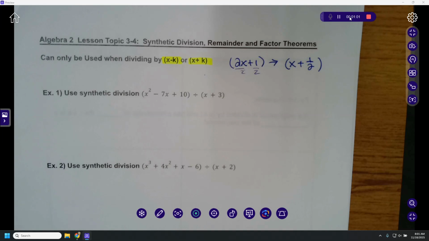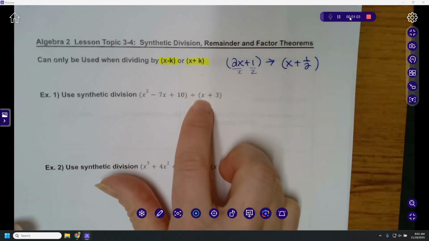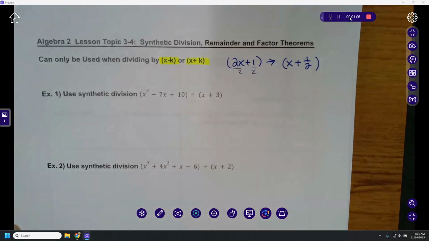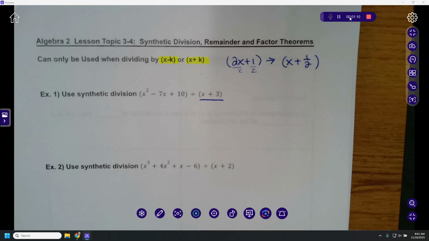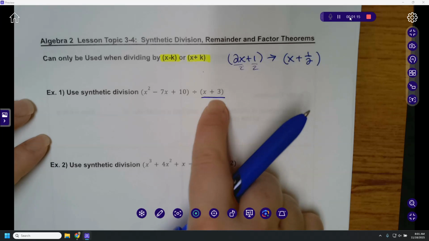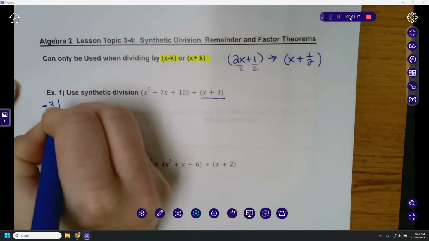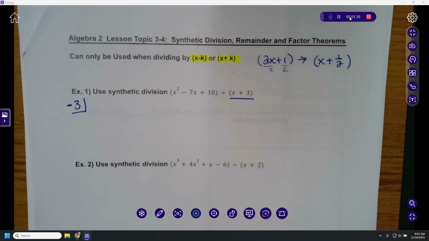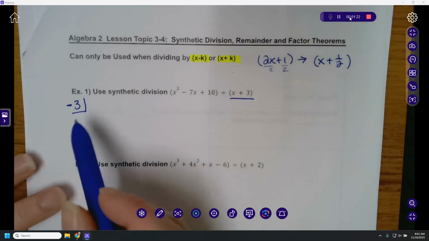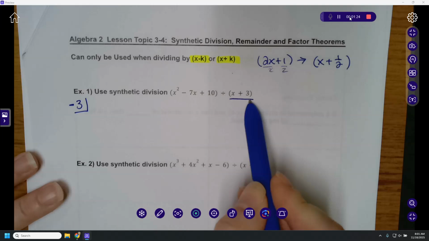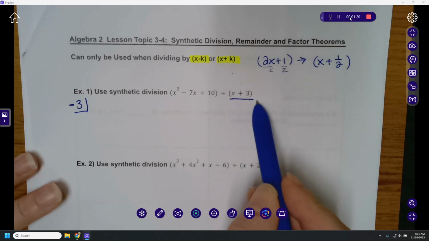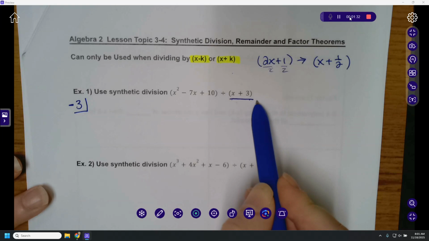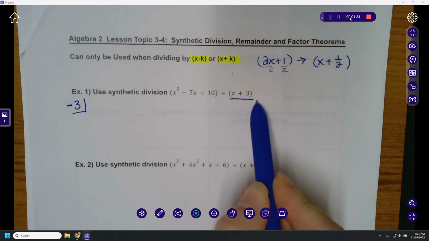All right, so here's how it works. What we do is we take what we're dividing by, and we take what makes that 0, meaning you're going to take the opposite of it. So instead of a positive 3, we're going to take a negative 3, and put it in a little box in the left-hand corner. This negative 3 comes from this factor right here. It would be what you would plug in for x to make the factor a 0. Or you can just remember x is a liar, take the opposite.